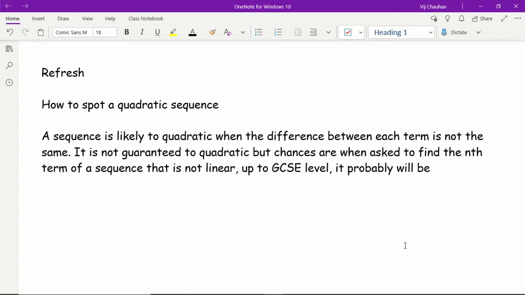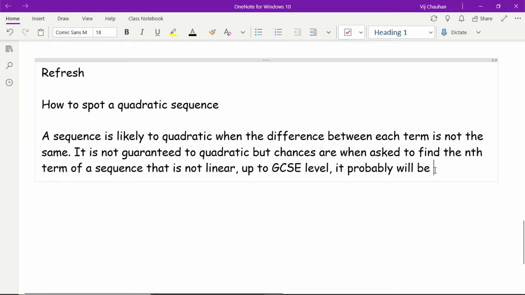Now, a sequence is likely to be quadratic when the difference between each term is not the same. It's not guaranteed to be quadratic, but the chances are that when asked to find the nth term of a sequence that is not linear, up to GCSE, it probably will be quadratic. So just add that word there, just to make sure that your notes are on point.